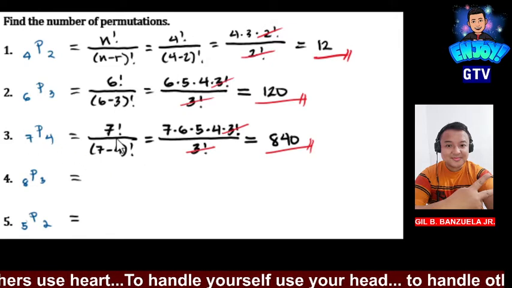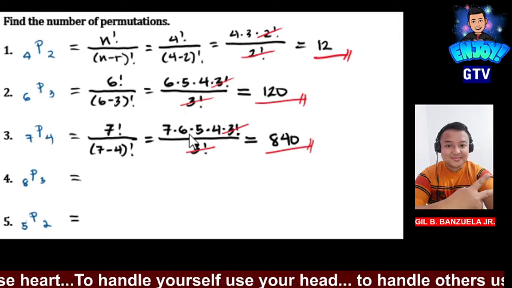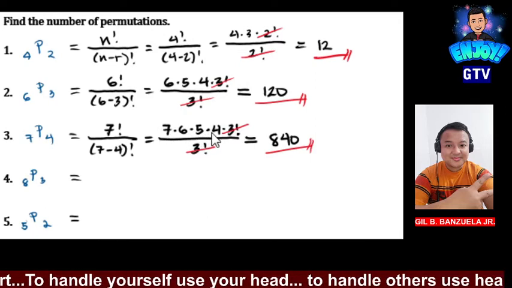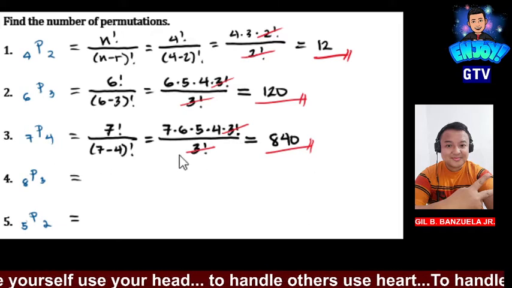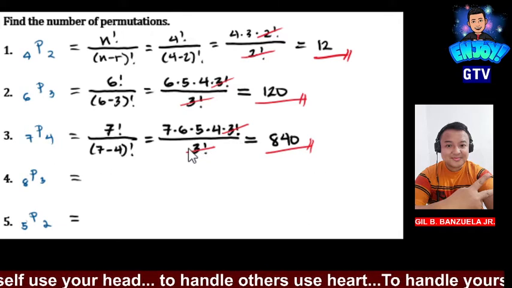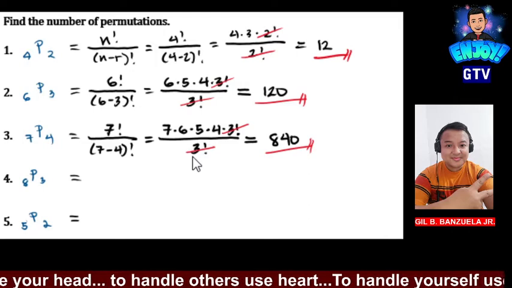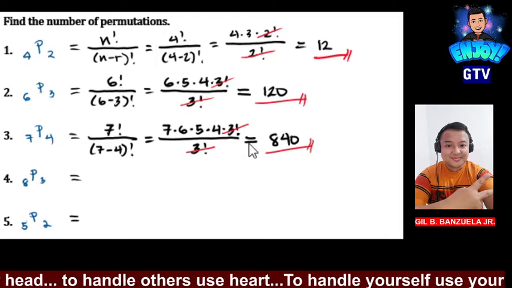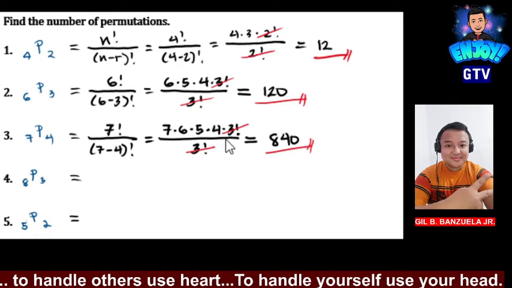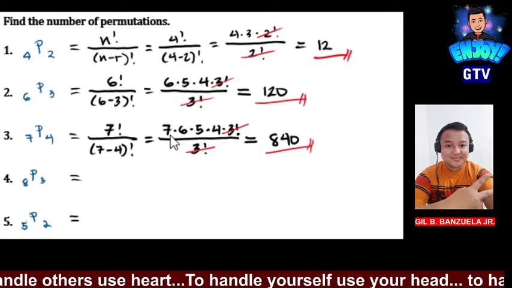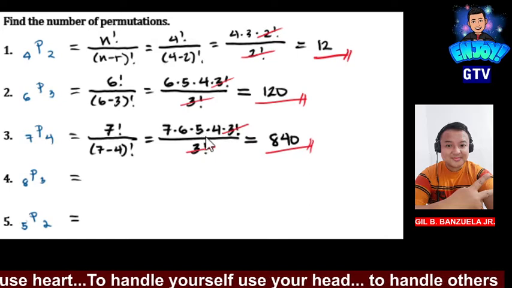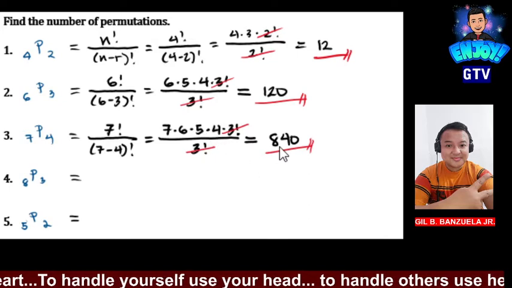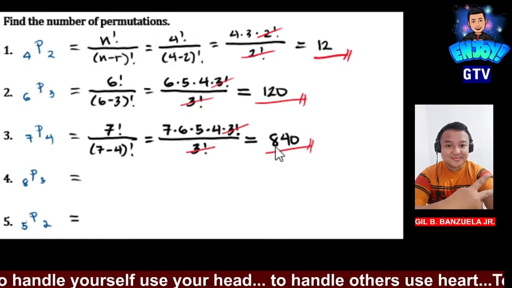Then expanding again, 7 factorial is 7 times 6 times 5 times 4 times 3 factorial, because 7 minus 4 is equivalent to 3 factorial. Again, just the same as the first two exercises, we're going to cancel both 3 factorial on both numerator and denominator. And what is left now is 7 times 6 times 5 times 4, which is equal to 840.